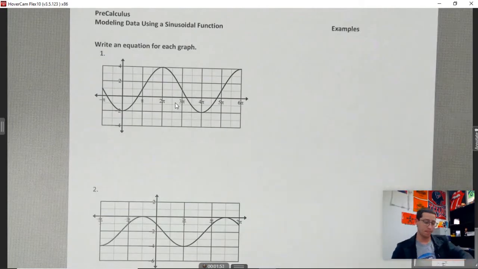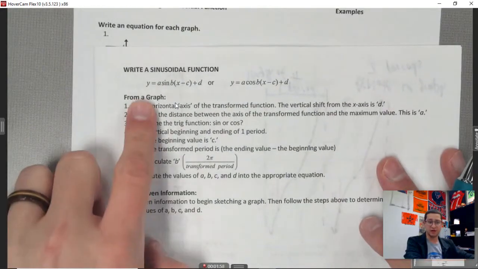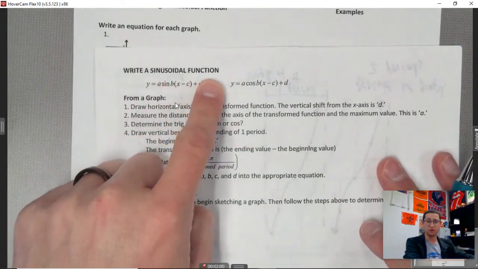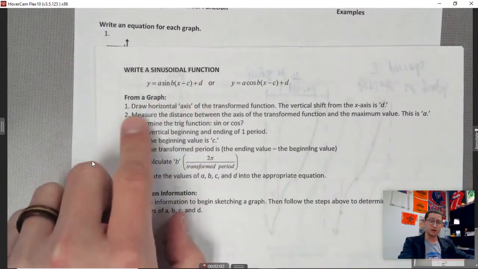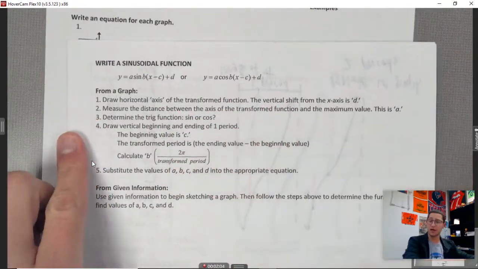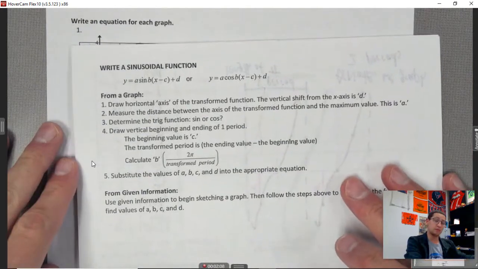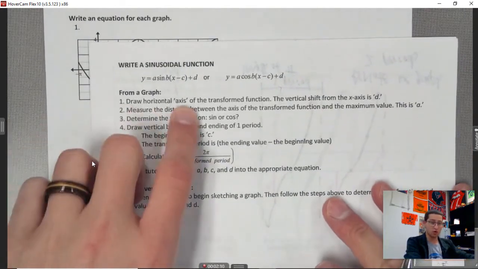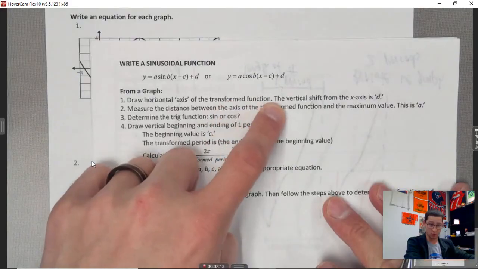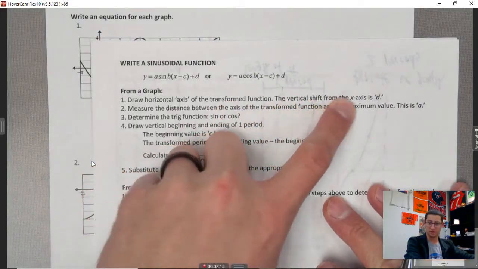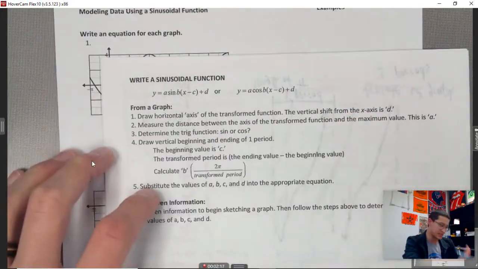So number one. Using your booklet or the notes here, this is the page we want to focus on, writing a sinusoidal function, which has the steps all laid out. I will follow these steps along as we go, especially on the beginning ones. Number one, draw a horizontal axis of the transformed function. The vertical shift from the x-axis is d.